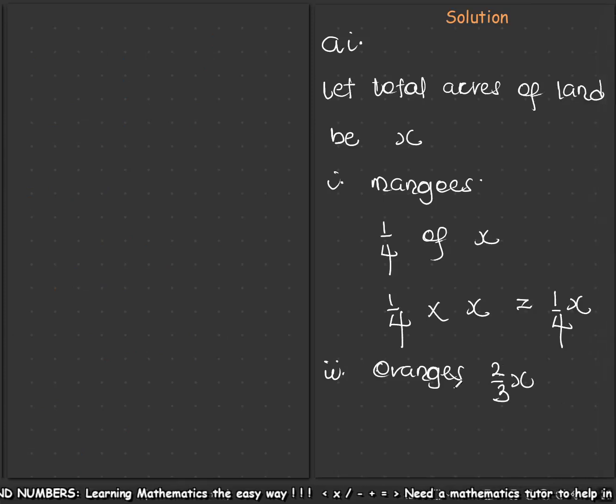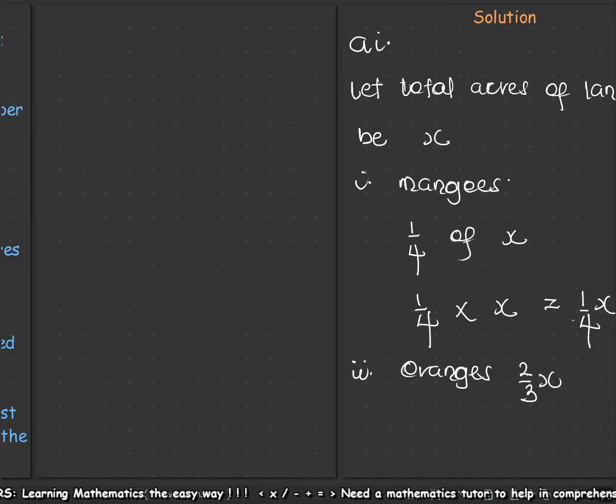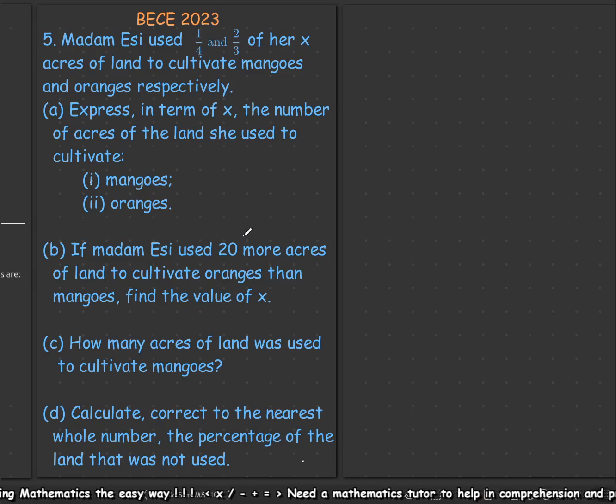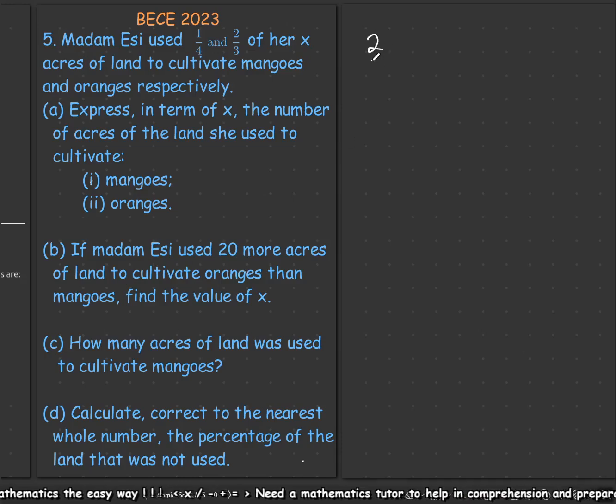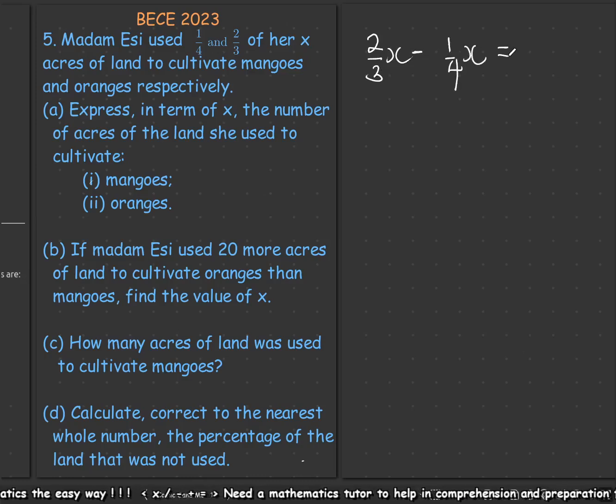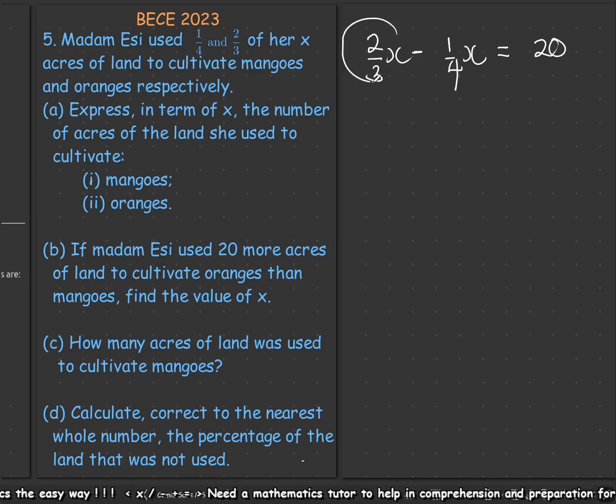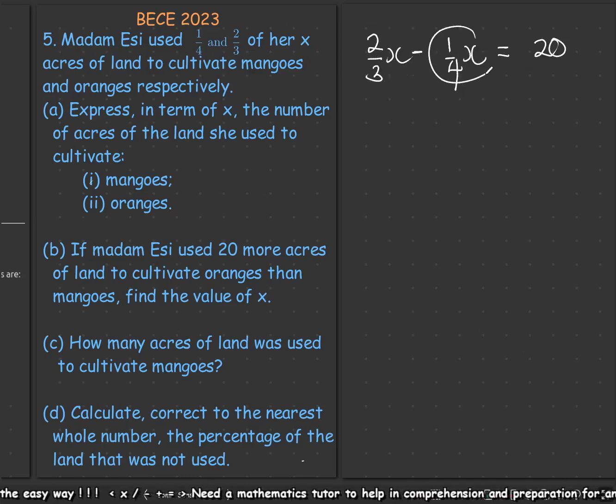Orange was 2/3X, and mangoes were 1/4X. Hence, if we are being told that Madam AC used 20 more acres of land to cultivate oranges, then if we take out that of mango from that of orange, we have to get 20. So this is the orange, it is bigger than the mango, the area of land used to cultivate mango. If you find their difference, it's supposed to be 20.